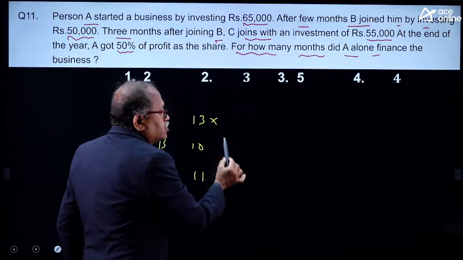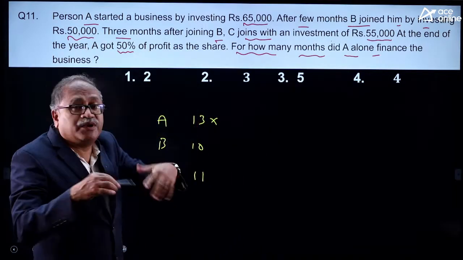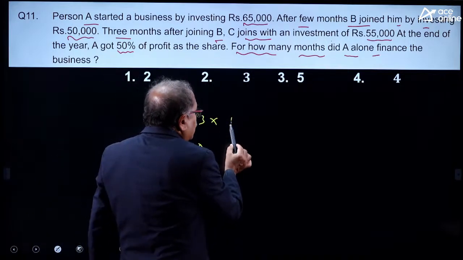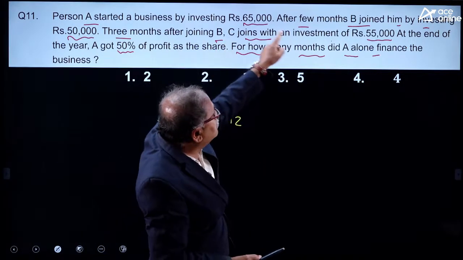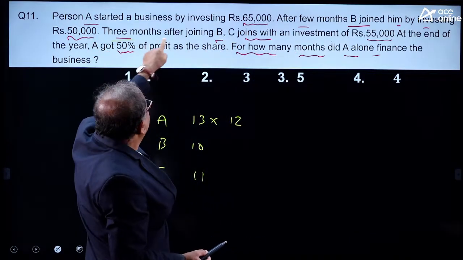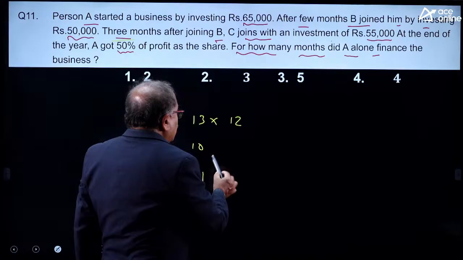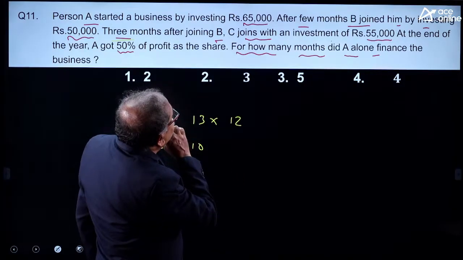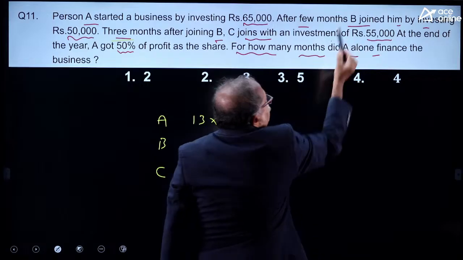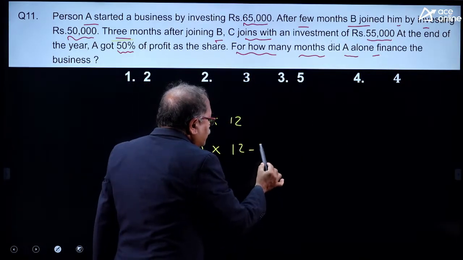Into time ratio, let's assume that A was there from the very beginning. That means A was in the business for 12 months. Now after some time B joins, 3 months after B joins. So that means, it said after a few months B joins. So that is into 12 minus x.